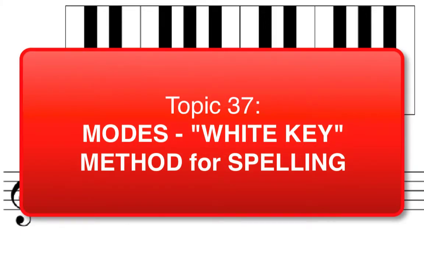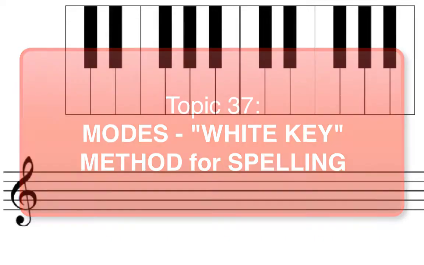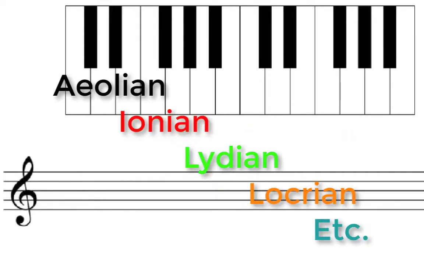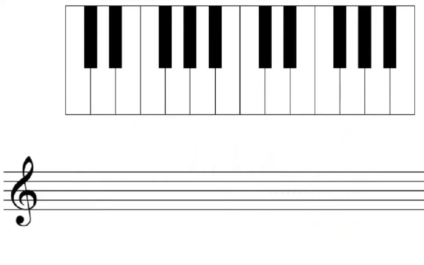In this video, I'm going to explain how to build various modes, or at least one way to build them. Modes have exotic names like Dorian, Phrygian, Mixolydian. They date back to antiquity. The disciples of Pythagoras around 500 BC wrote about these modes. They're kind of like scales, but they don't have the tonal implications that scales have, the same harmonic basis.